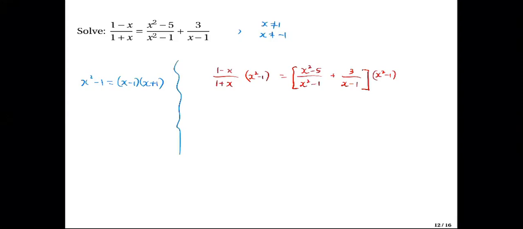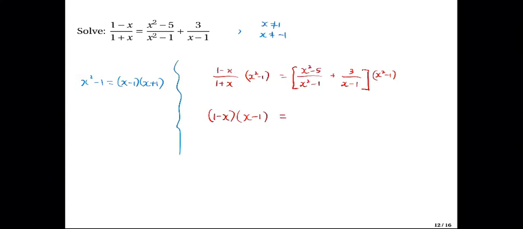But then again, x squared minus 1 is factored into this. So meaning, if we multiply this here, the x plus 1 here will cancel the x plus 1 there. So what will remain on the left-hand side is the product 1 minus x times x minus 1, because x plus 1 is cancelled. Okay?